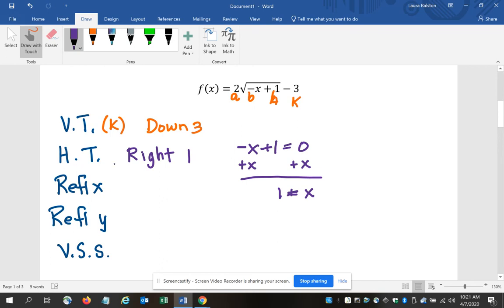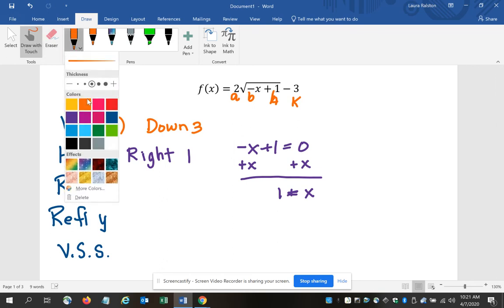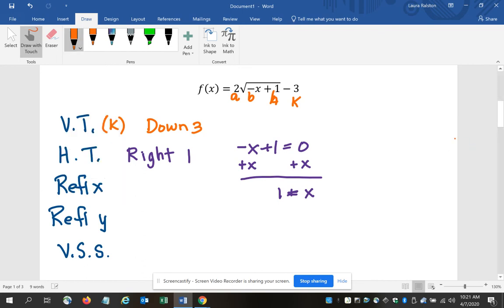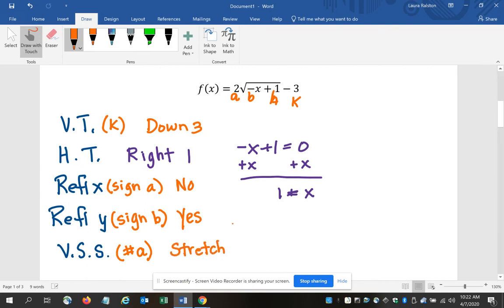The reflection on x is determined by the sign of A. A is positive, so there's no reflection on x. Reflection on y is determined by the sign of B. B is negative, so there is a reflection on y. Vertical stretch or shrink is determined by the numeric value of A. In this case, A is 2, which is greater than 1, so there is a stretch vertically.